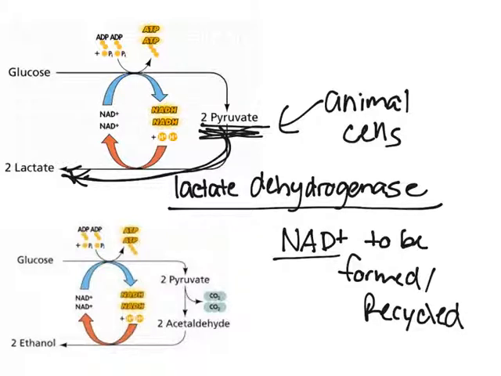So when pyruvate is converted to lactate, NAD plus is recycled. And believe it or not, you could actually use this lactic acid as a source of energy, and it's called the Cori cycle. And so that pretty much sums it up for lactic acid fermentation. Now let's talk about alcoholic fermentation. Let me clear this.